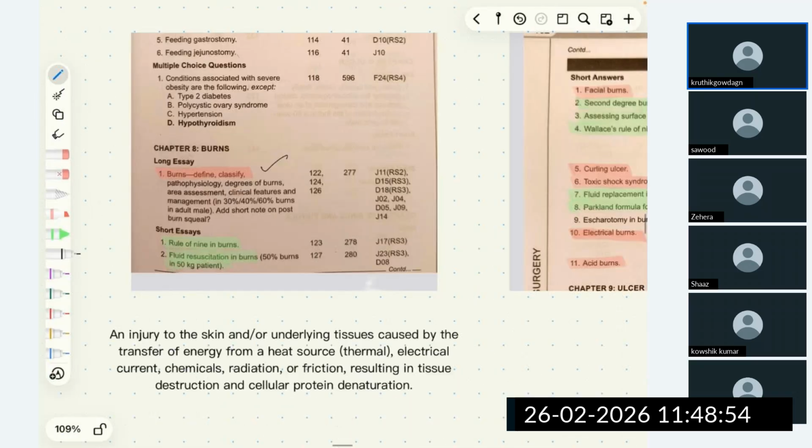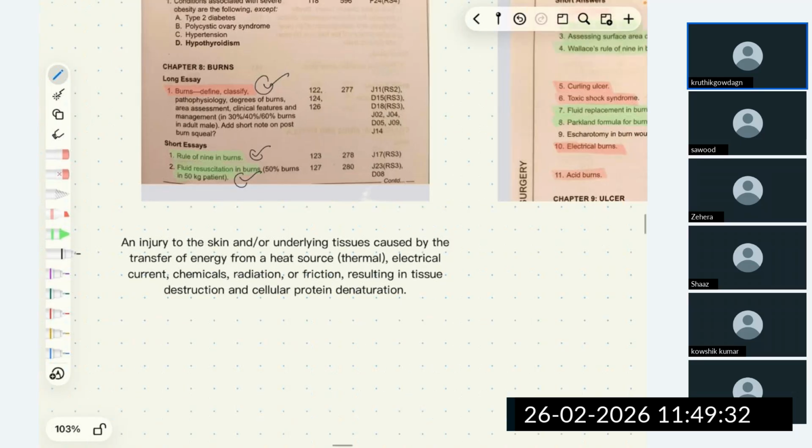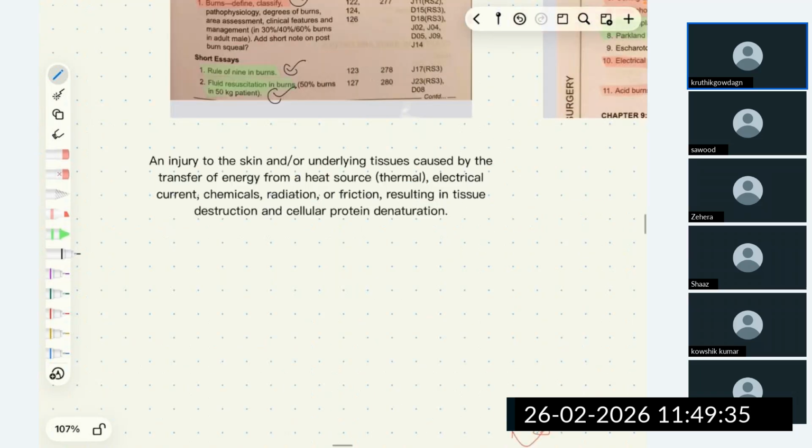This one, Wallace rule of 9 in burns, we all know. Fluid resuscitation in burns, we all know. 50% burn in a 50 kg patient. Okay, here they are mentioning 50% of burn. Whether this formula applies or not, we should see. Since it is less than or equal to 50% of burn, we can apply Parkland's formula. We'll proceed with Parkland's formula.